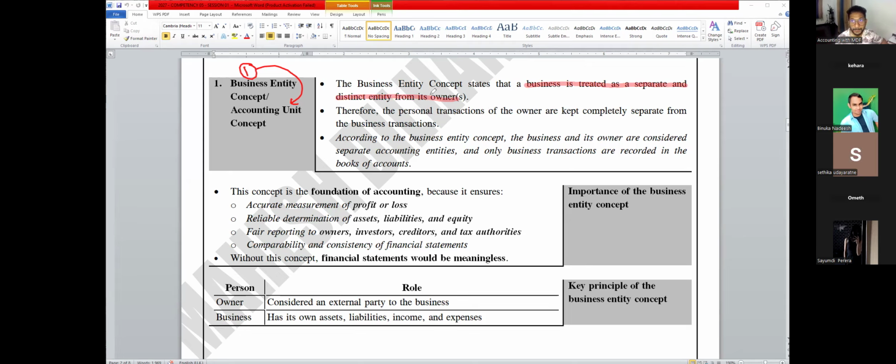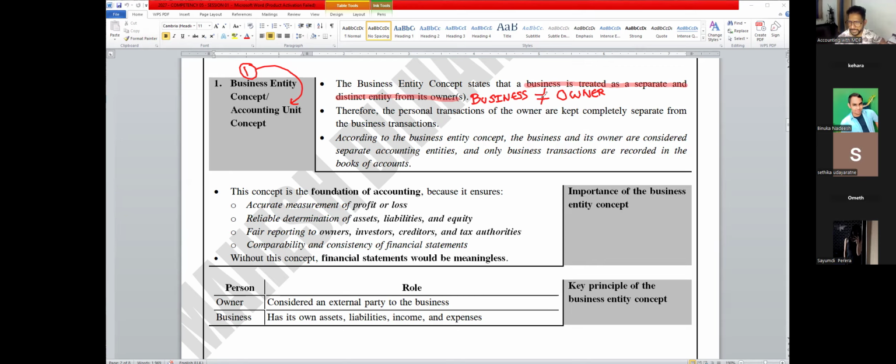For the purpose of accounting, listen to me very carefully. This particular concept is applied only from the accounting perspective. From the perspective of accounting, business is treated as a separate and distinct entity from its owners. Accordingly, according to this concept, the business and the owner are 2 separated entities.